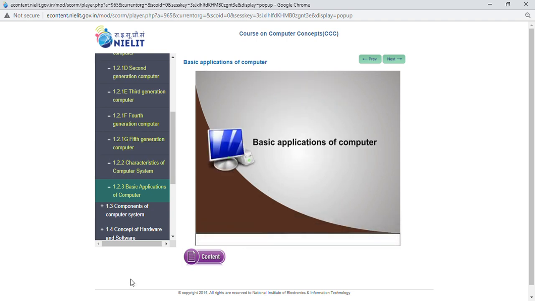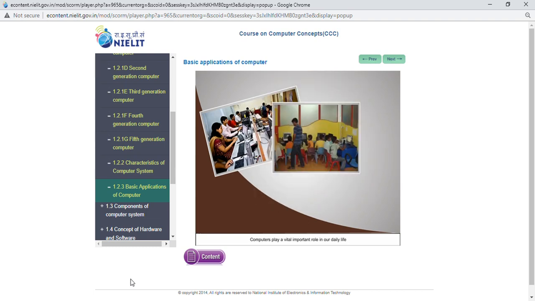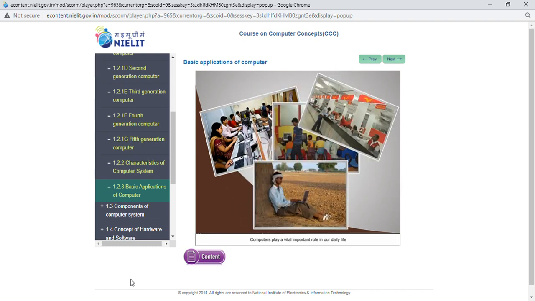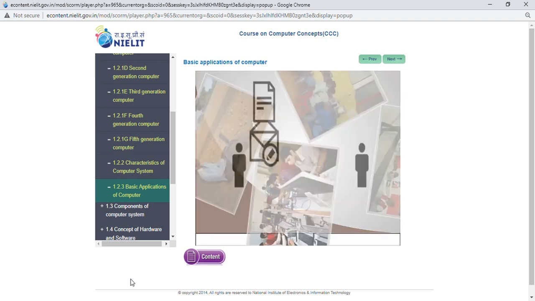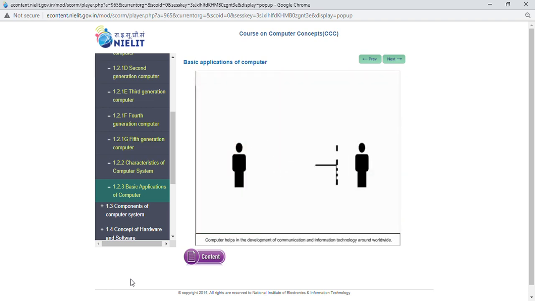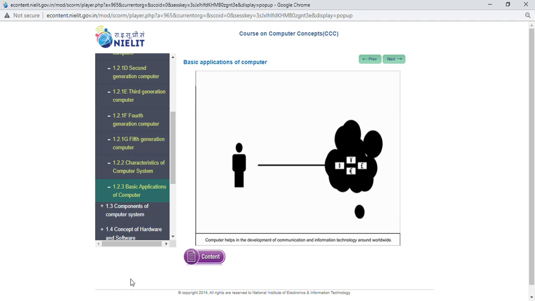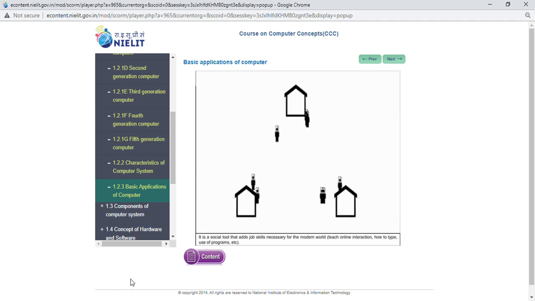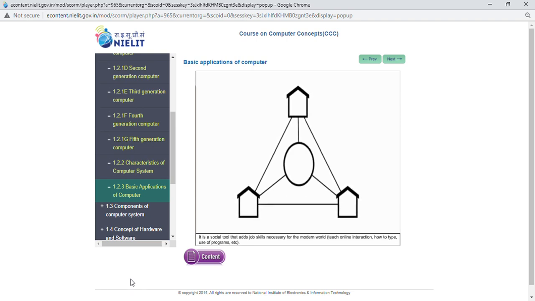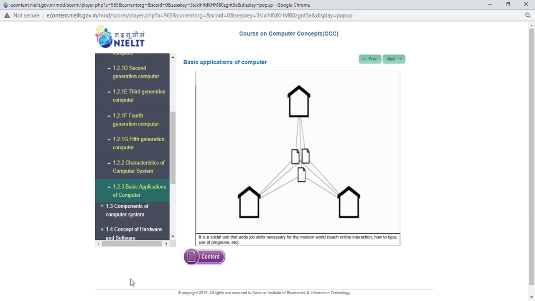Basic applications of computer. Computers play a vital role in our daily life. Computers help in the development of communication and information technology worldwide. It is a social tool that adds job skills necessary for the modern world, that is, teaching online interaction, how to type, use of programs, etc.